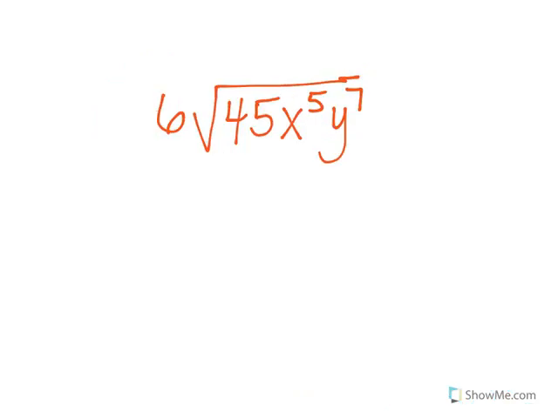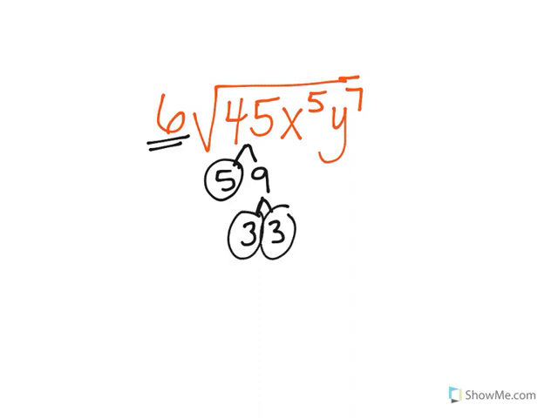Okay, for my next example, I have 6 square roots of 45x to the 5th and y to the 7th. Okay, so I'm going to underline that 6 because I'm going to use it later because I'm going to multiply at the end by my other outside number. With 45, you're going to simplify that because it's not a perfect square root. So you have 5 times 9, which 5 is prime, and then 9 goes 3 times 3. Okay, so my 3's will come out, and my 5 will stay inside because it doesn't have a pair.